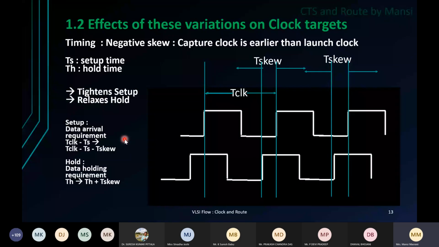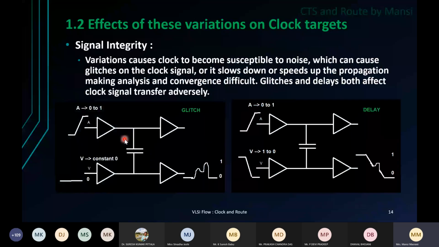Now, how will it affect signal integrity? Signal integrity is nothing but that your signal should be ideal at all points of time, but in real life it isn't. Clocks are way more susceptible to noise, which can cause glitches on the clock signal, or at least even if it doesn't cause a glitch, it will slow down or speed up the clock propagation. Mind well, slowing down is not always the problem. Sometimes clock speeding up is also an issue. So you'll have to take care of that also.